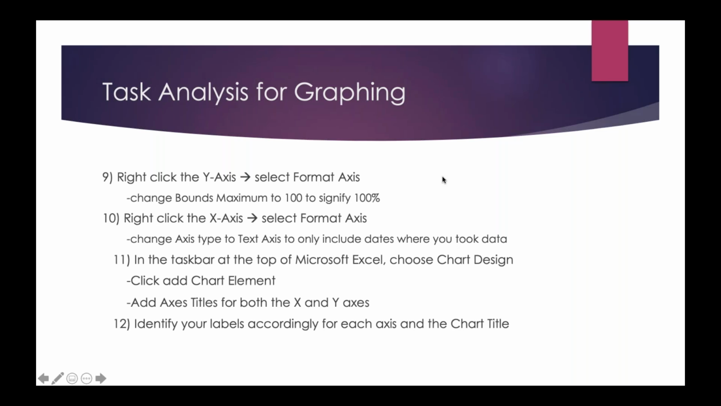So for number 9, when you are changing the format axis, you want to change it to 100 if it's percentage. If it's rate, then you want to change it to 1.0 because you can't have a rate more than 1.0. So like if you're doing a rate of independent versus prompt demands, you would change it to 1.0.